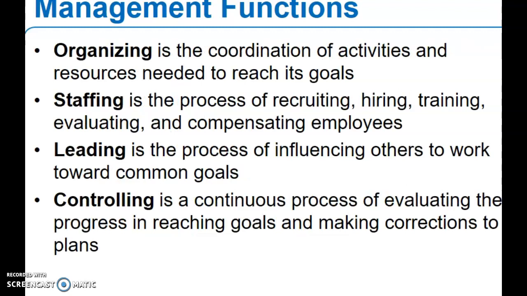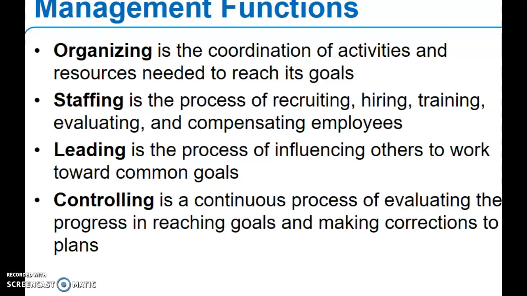When goals are set and planning is complete, managers can begin the task of organizing. Organizing is the coordination of activities and resources needed to reach its goals. Managers perform the organizing function by making schedules, assigning tasks, and coordinating efforts among different departments. A clear organization chart is important so that everyone understands his or her role in the business.